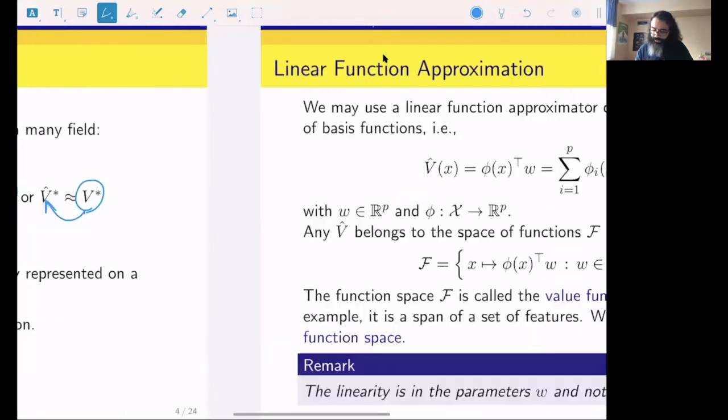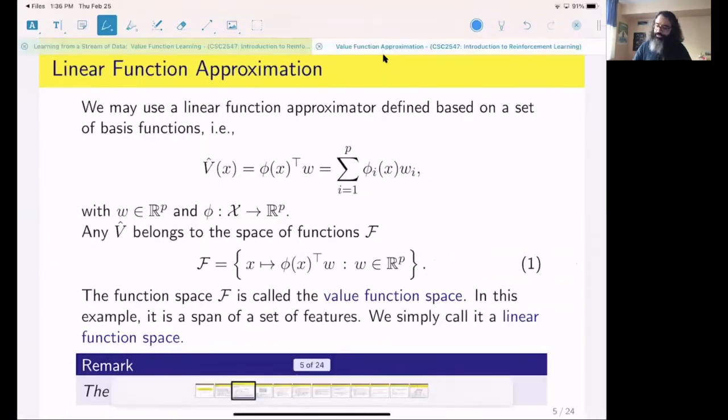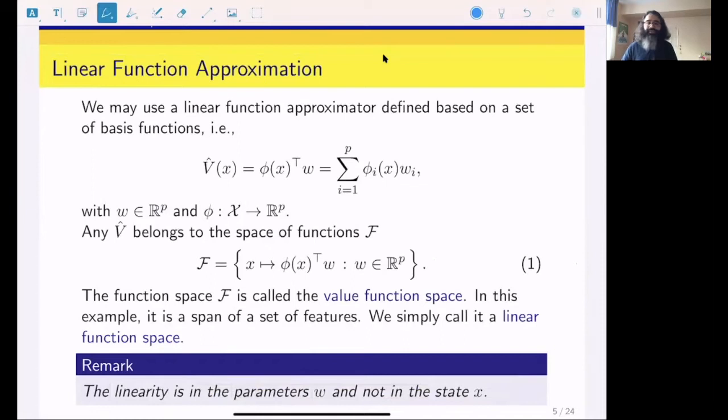So let's talk about different types of value function approximators. An important class of value function approximators are linear function approximators, which are simple to implement and especially simple to analyze, but also general enough that we can talk about many different function approximators using a linear function approximation, the way I'm going to define it.